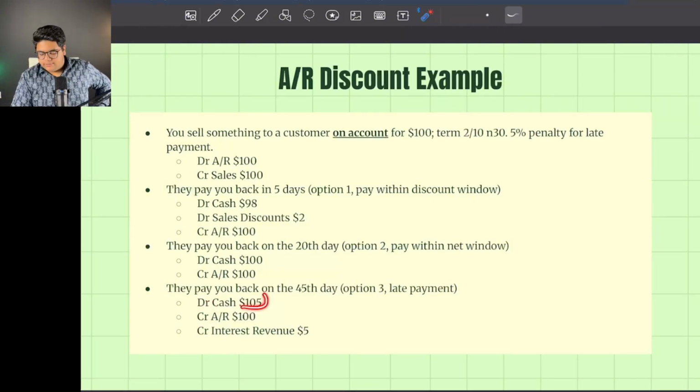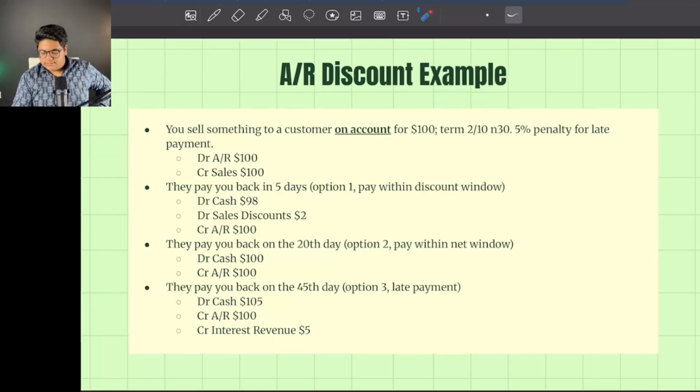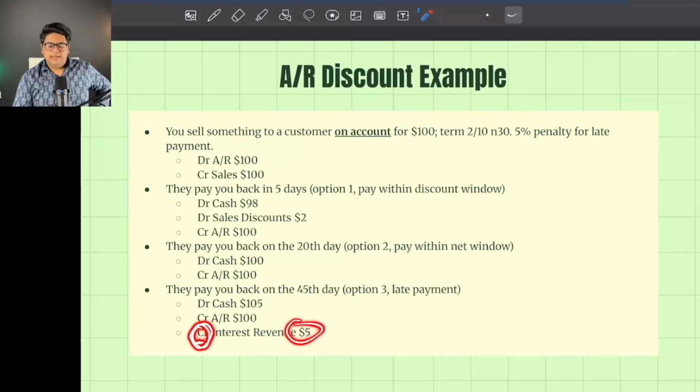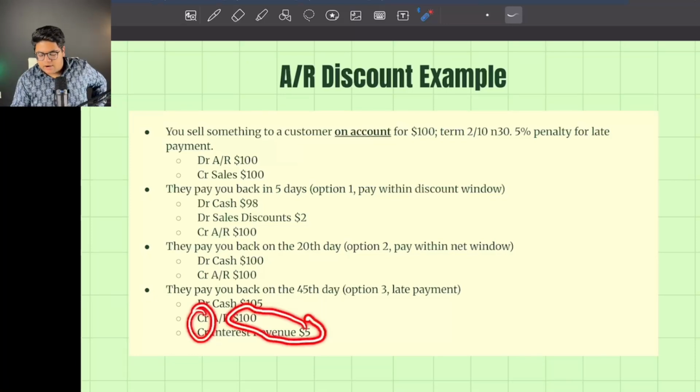Your debits are $105 and your credits are $100, which means you need to come up with $5 in some kind of credit. In this case, it's going to be your interest revenue, because this is extra money you received because the customer didn't pay you back in time. And in this case, your credits will equal your debits of $105.